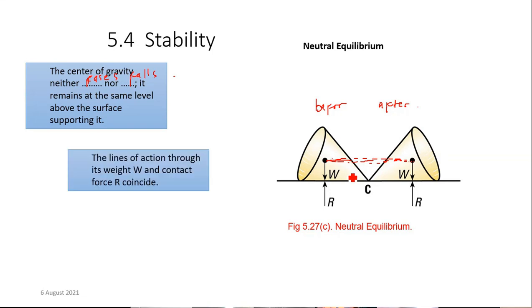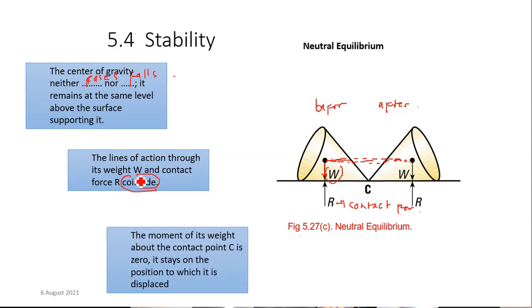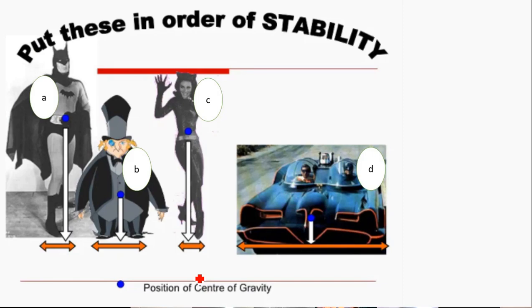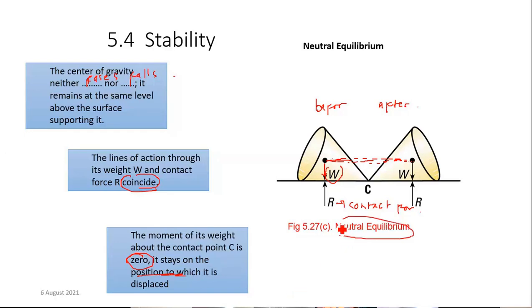Next, how about the line of action? This is the line of action, and then the contact force, R, is the contact force. The line of action of the weight and the contact force are in line. We can also conclude that, because there is no clockwise or anti-clockwise moment, the total moment is 0. It stays in this position and does not change position. That's why we call it neutral equilibrium. Okay, neutral equilibrium.